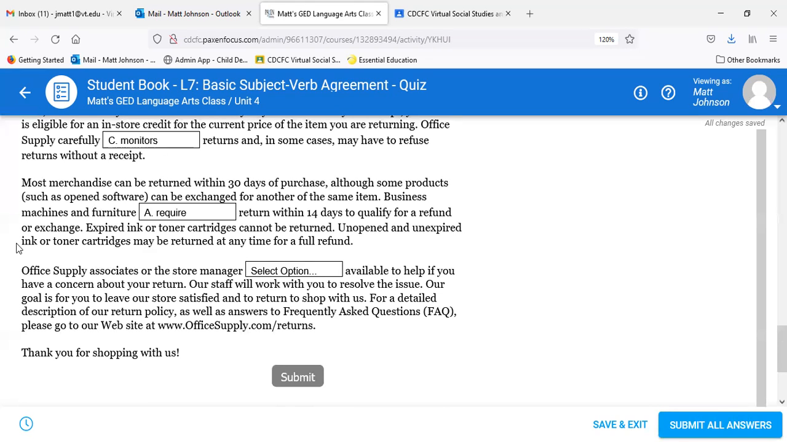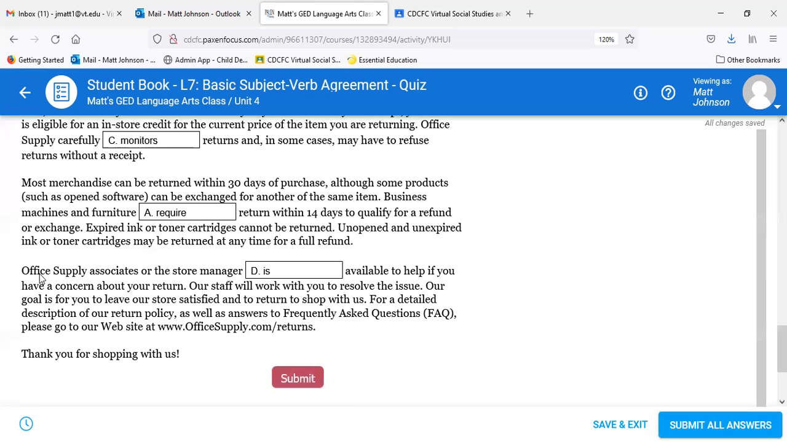Unopened and unexpired ink or toner cartridges may be returned at any time for a full refund. Office Supply associates or the store manager blank available to help if you have a concern about your return. Grace. D, as in is, right? Because we have a plural subject at the beginning. However, that's the first part of our subject. Or the store manager, singular. So we go with the singular verb is.